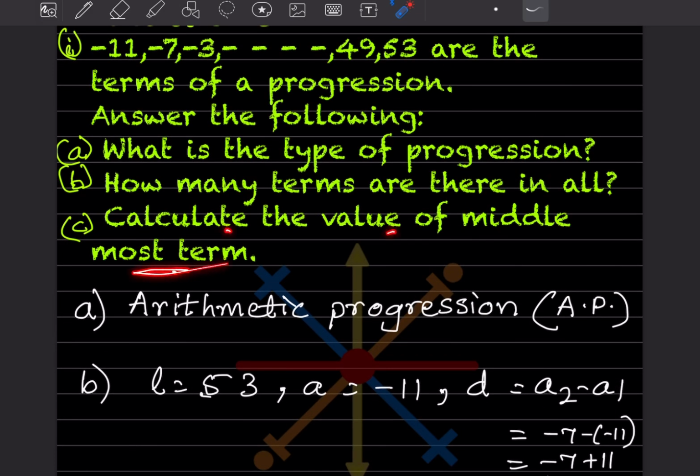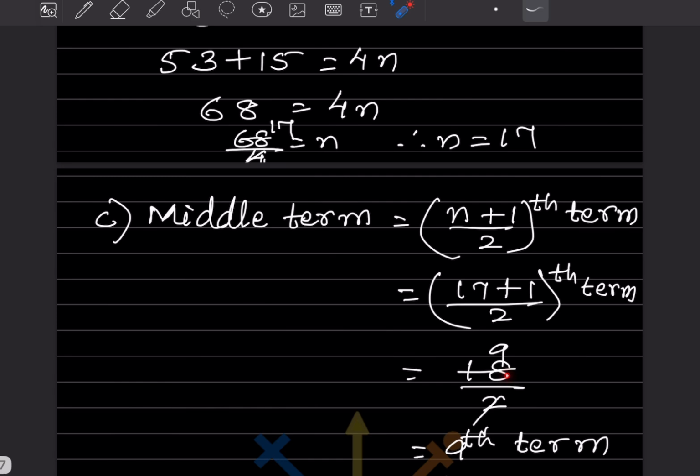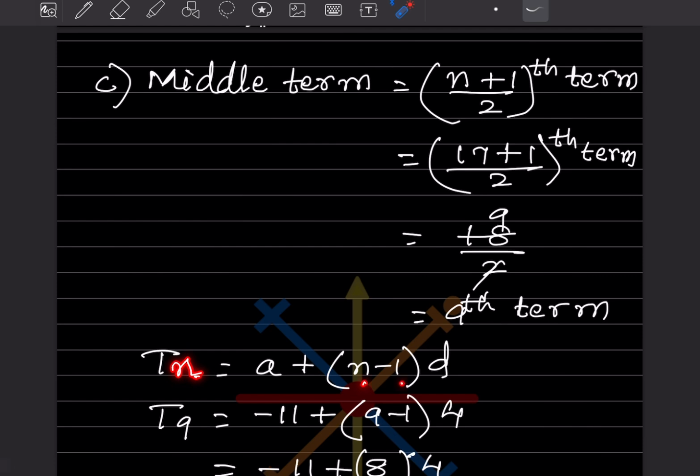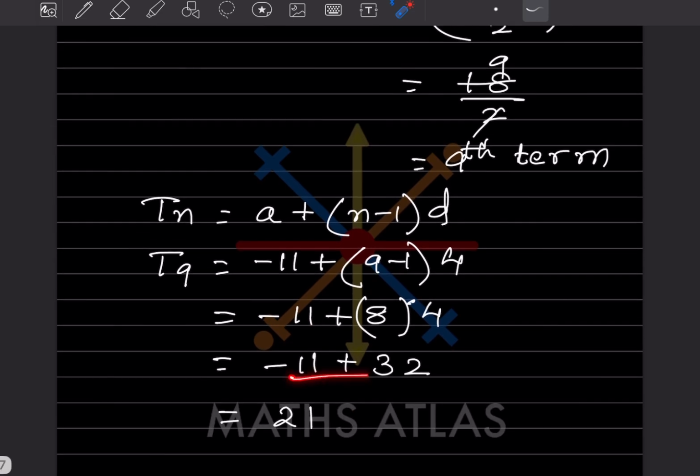Calculate the value of the middlemost term. The formula for the middle term is the (n plus 1) by 2 th term. We got n as 17, so 17 plus 1 by 2 is 18 by 2, which is the 9th term. Now Tn is A plus n minus 1 into D. Because we got the 9th term, this will be minus 11 plus n minus 1 into 4, with n as 9. So minus 11 plus 8 into 4, and this is going to be 21.